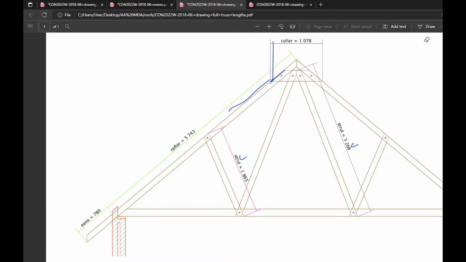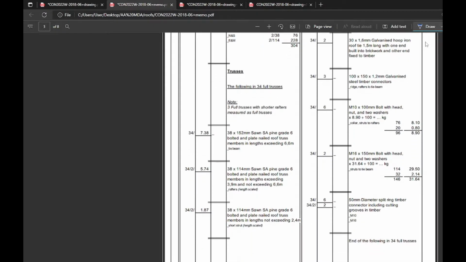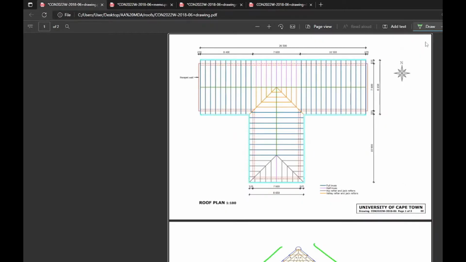Extra information. Anyway, let's back it up a bit. Back to drawing. Okay, we're going to go over to hoop iron. Hoop iron is also pretty self-explanatory. You are going to have your trusses resting on your wall plate.